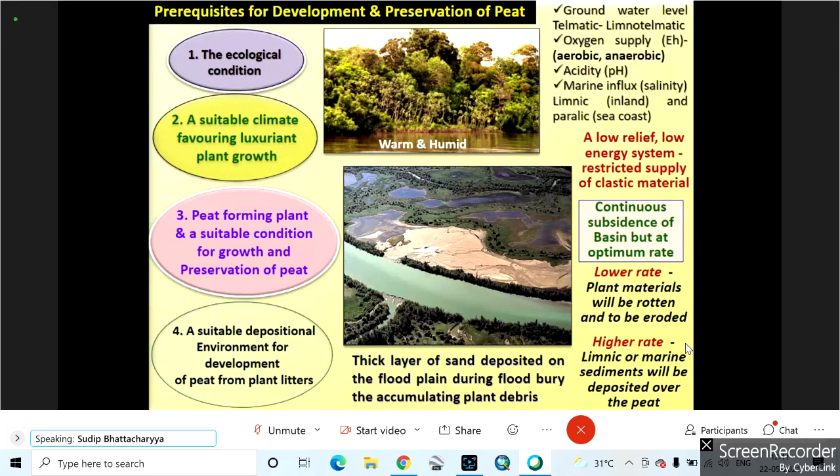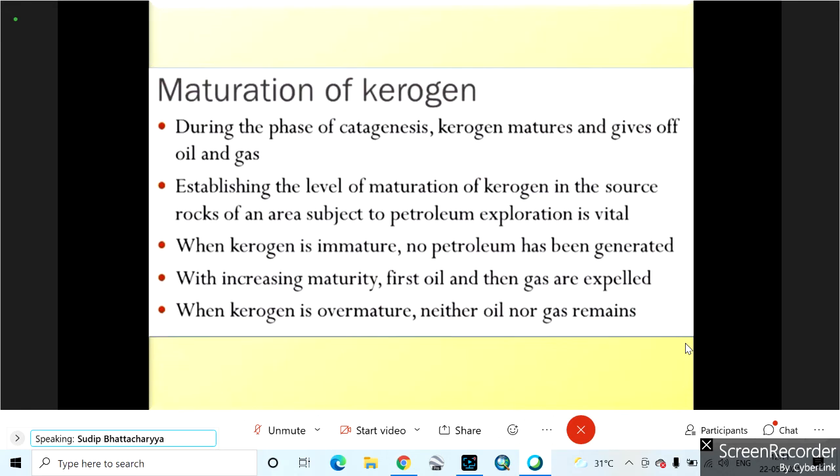Afterwards, we will see how to determine the thermal maturity of this kerogen. It is very important, and I will discuss it later. So up to this, the kerogen part is the mother or source of hydrocarbon, and there are type 1, type 2, type 3, and type 4. Up to this, it is okay.